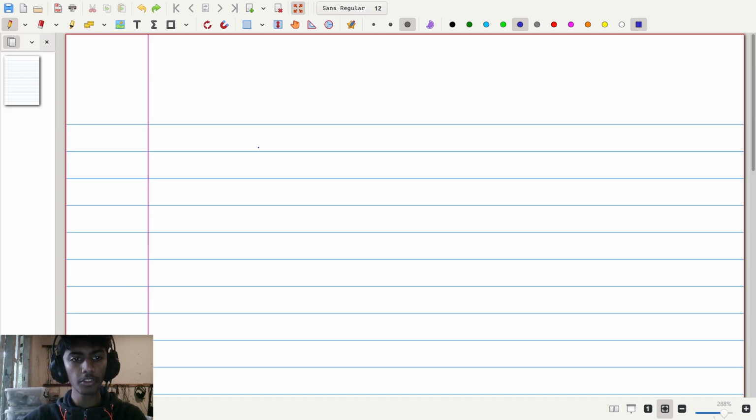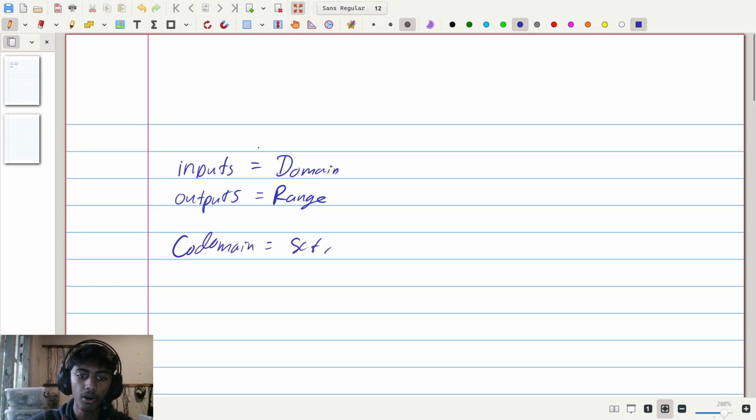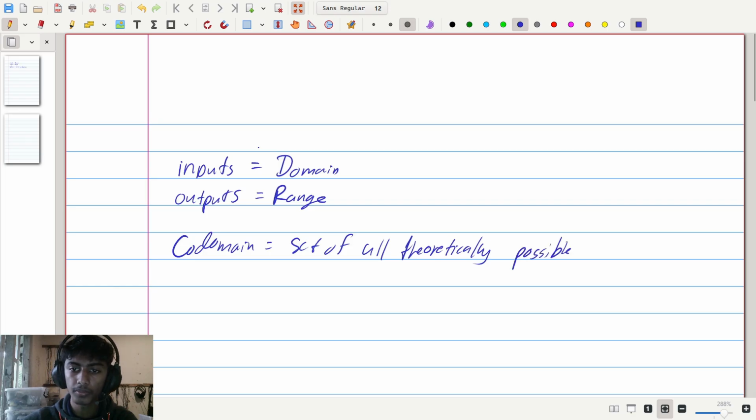The set of all possible inputs of a function is what we call the domain. The domain is the set of all valid inputs of the function. All the outputs of the function corresponding to that set of inputs is what we call the range. So that's the range of the function. And the codomain is the set of all theoretically possible outputs.